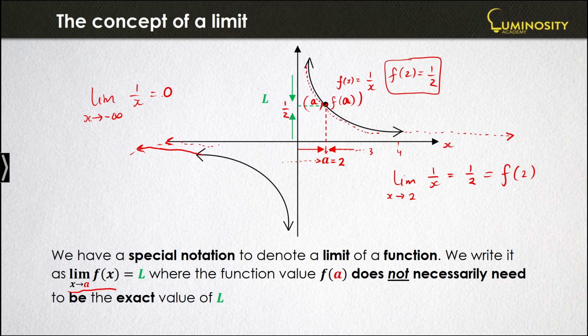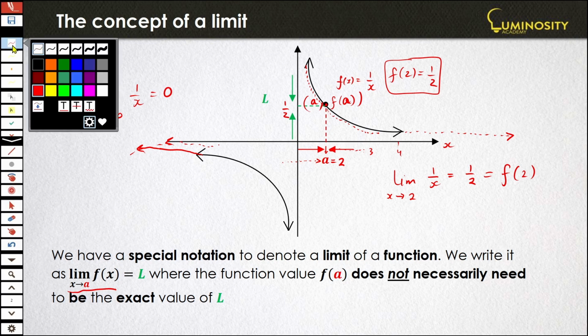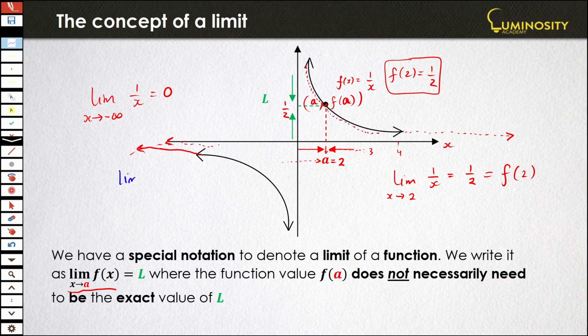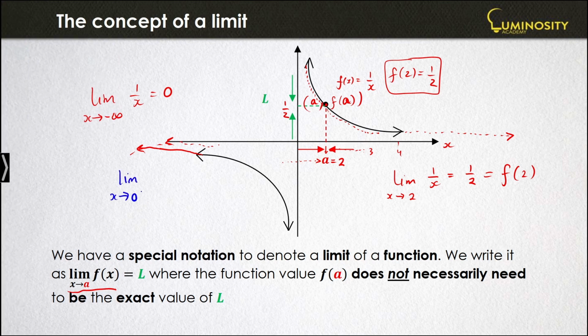What if we looked at another limit? Let's say the limit as x approaches 0 from the right of 1 over x. That's the mathematical way we write it. The plus symbol means from the right. So here's 0. If I come from the right, can you see all the values here for the graph go up towards positive infinity? So we can say the limit is equal to positive infinity.